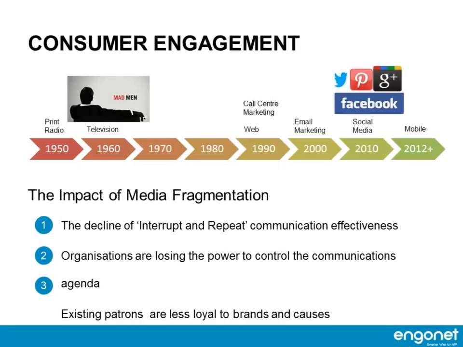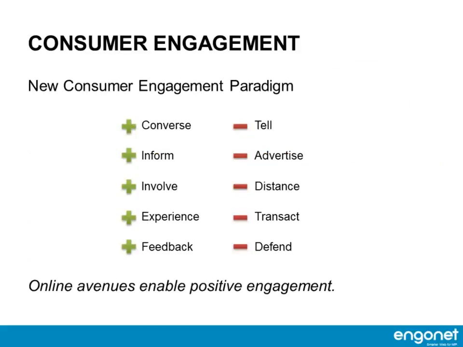So just because you may have a big wallet and you can go and saturate the market with a message via traditional communication mechanisms, doesn't mean that your smaller competitors can't also have a voice via these other mechanisms like email, like social media, and like mobile. And consequently, and what I'm sure a lot of you are experiencing, is existing patrons are less loyal to brands and causes, and there is a lot more chop and change on that front. So if you think about this in terms of an engagement paradigm for not-for-profit in particular, there are some things that you need to do now that perhaps have been different from what organisations have done in the past.